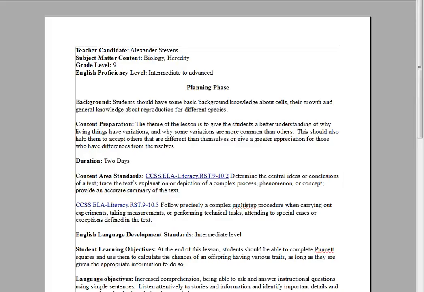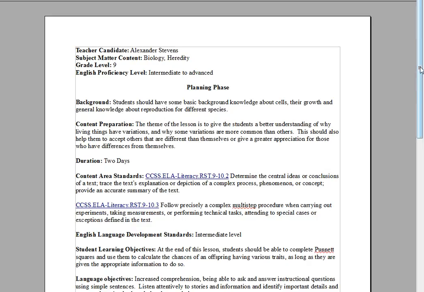This would be for a biology class of ninth graders that would need an intermediate to advanced English proficiency level. The students would need to have at least some basic background knowledge about how cells work and their different components. The basic theme of this lesson is to give students a better understanding of why living things have variations and why those variations are important.